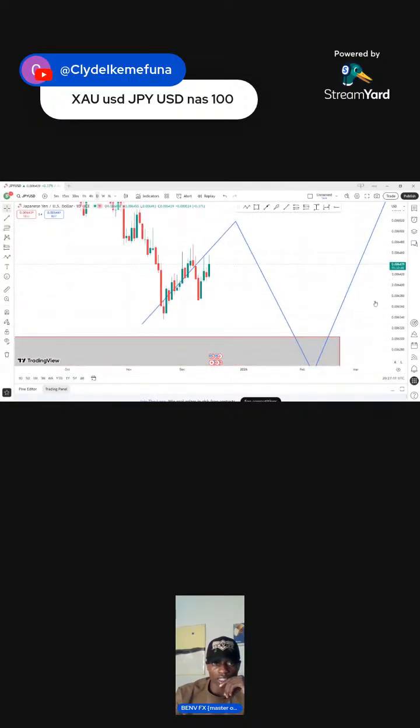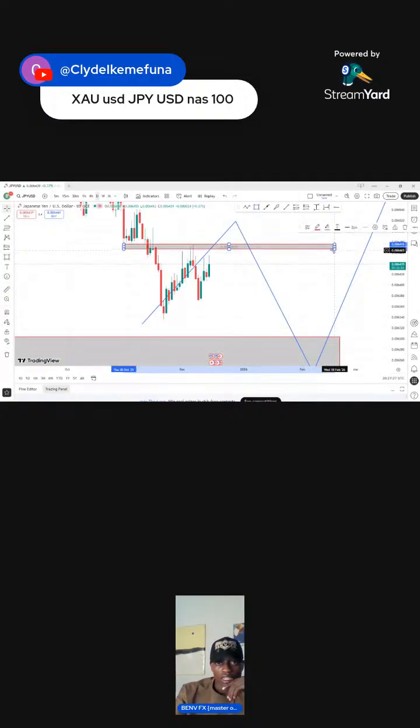Let me show you on the daily time frame. This bullish engulfing candle is what sent the market all the way to this particular resistance level. Let me mark it out so that you see it very clearly. Pay close attention. The market comes to this resistance level and breaks to the downside.